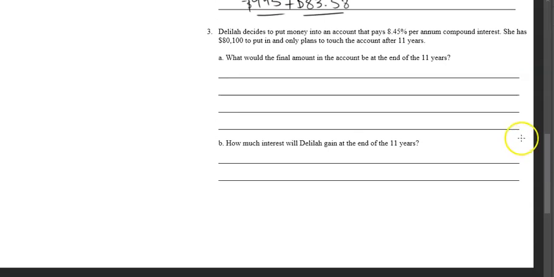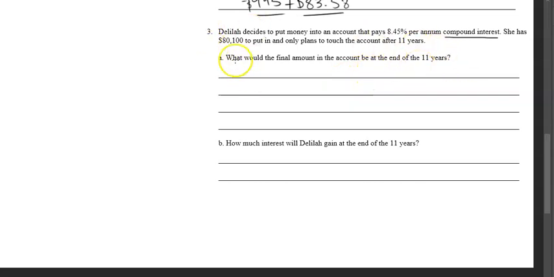Delilah, which is, I'm pretty sure this is the last question. Yes, it is. Delilah decides to put money into an account that pays 8.45% per annum compound interest. She has $80,100 to put in and only plans to touch the account after 11 years. So it's very similar to the previous question. The only difference is it's compound interest, not simple. And obviously there are different contexts with the percent, initial amount and the time frame. With this formula here, what would the final amount in the account be at the end of the 11 years?